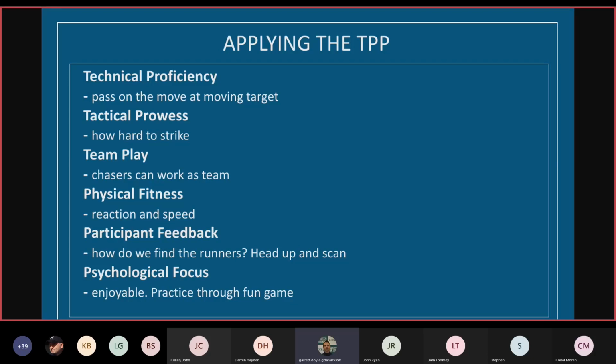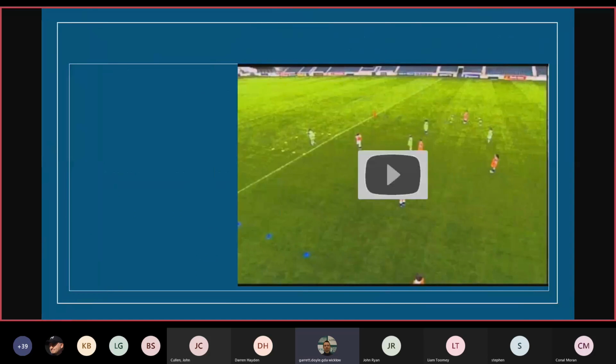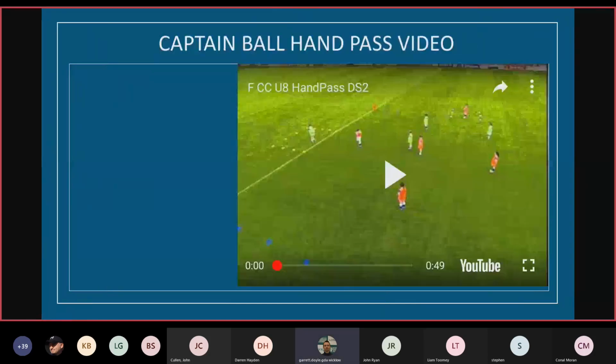So, as you will want the players to do in a match. It's a kind of fun game activity. And as you see, we're moving away from the drills to more games-based activities. So here's an activity called Captain Ball.